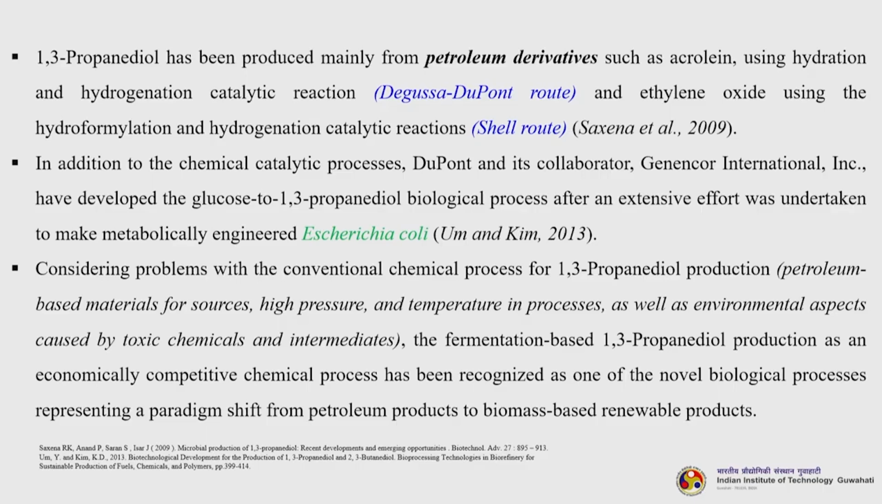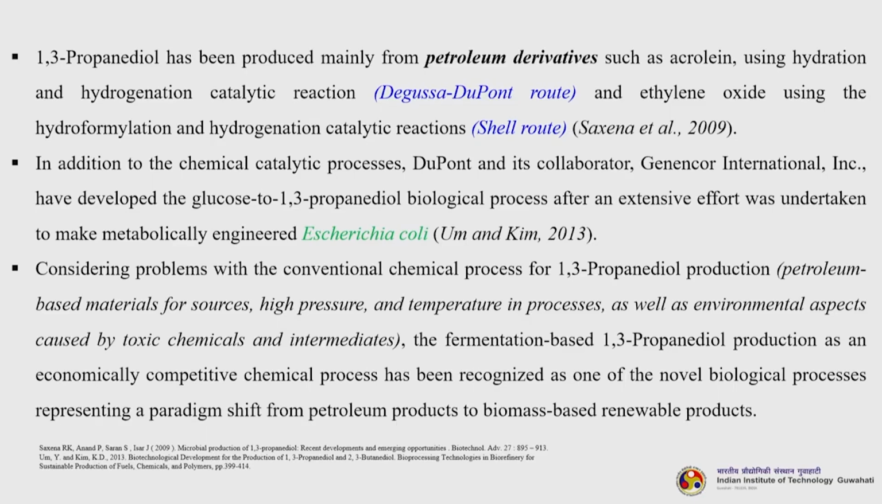Now, in addition to the chemical catalytic processes, DuPont and its collaborator Genencor International have developed the glucose to 1,3 propanediol biological process, after an extensive effort to make metabolically engineered Escherichia coli. Genencor is a well known company which manufactures different types of enzymes. So, what they have done is that they have metabolically engineered the E. coli, and both DuPont and Genencor have developed the process of making 1,3 propanediol using a biological route from glucose.